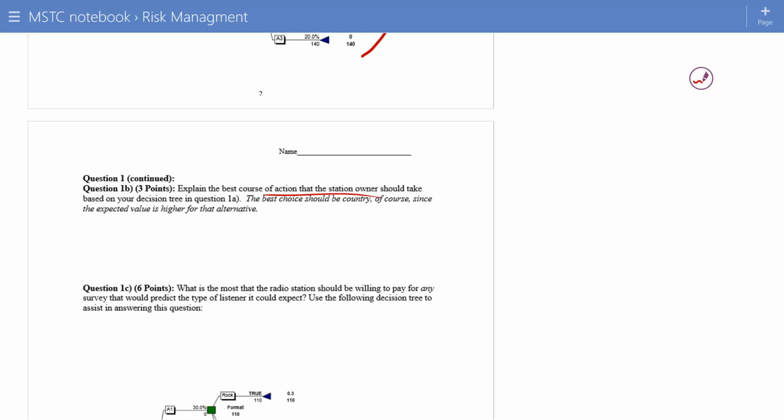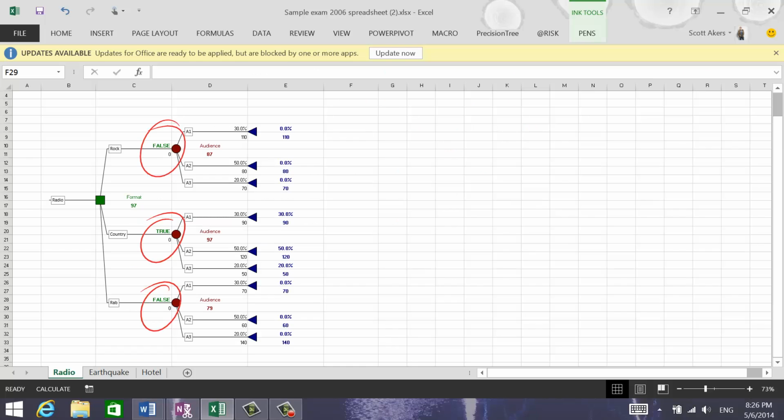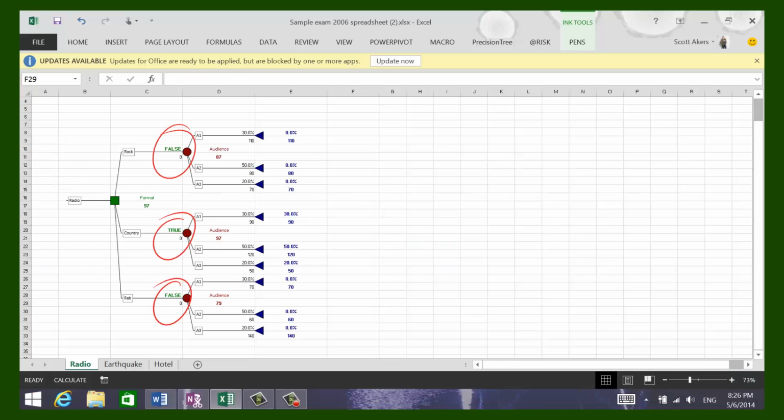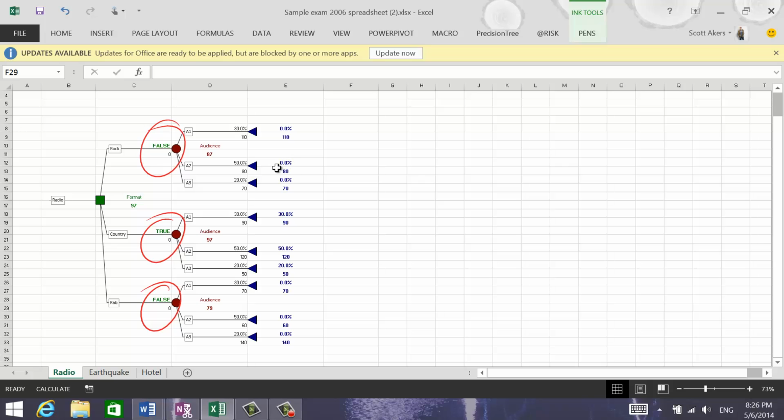The best choice should be country, of course, since the expected value is higher for that alternative. So you're looking at the expected value. He inputted this wrong in the sheet. He did it wrong. That should be 90. Oh, let me go pull it. So Clay says that right there is wrong. Does it look to be wrong? So that should actually be 90.